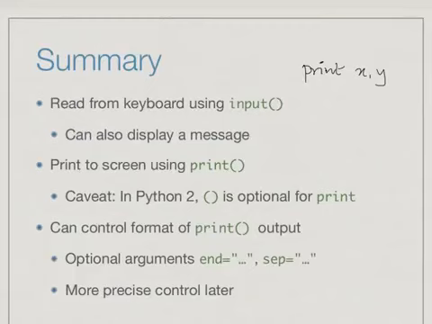And what we saw is that with a limited amount of control, we can make print behave as we want. So we can specify what to put at the end. In particular, we can tell it not to put a new line, so continue printing on the same line. And we can separate the values by something other than the default space character.